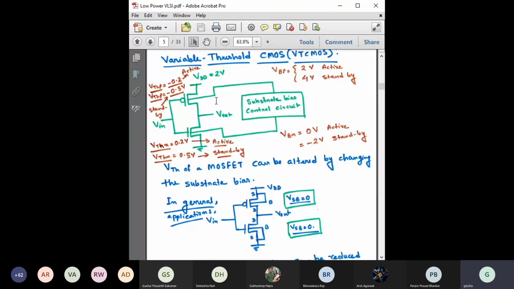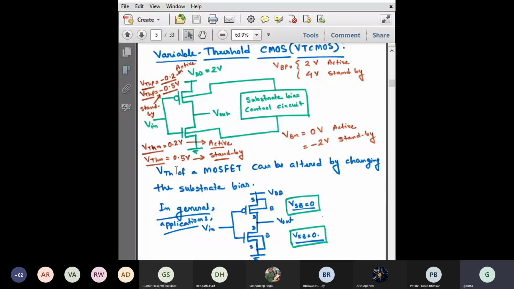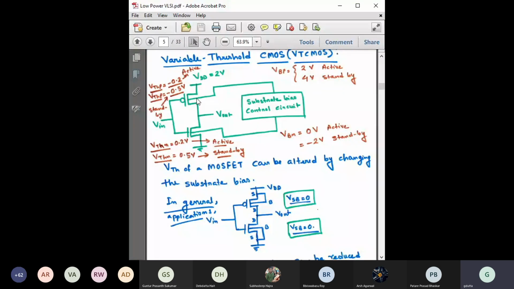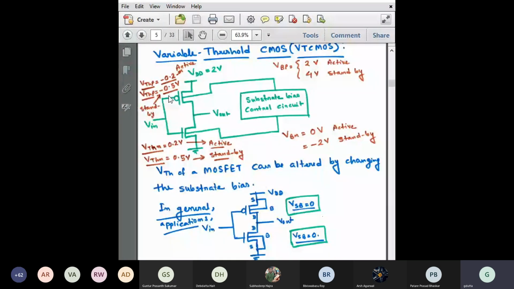However, when it is not switching, in standby or sleep mode, at that time we are giving some voltage to the body terminal so that the threshold voltage becomes much higher. Threshold voltage becoming much higher means your leakage will further reduce. So that is the whole point here.